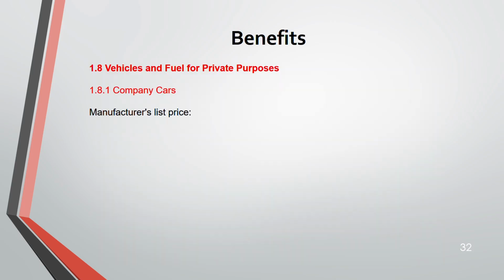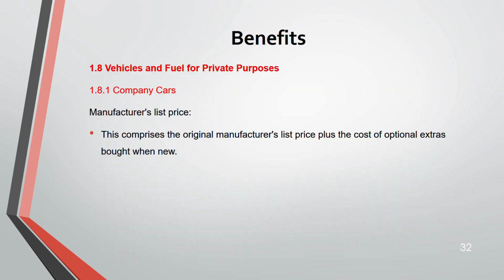Now, manufacturer's list price. This is how you have to calculate the list price. It's very important that you get the list price correct. Otherwise, your car benefit will be wrong. You might get the percentage correct, but if your list price is wrong, the benefit will still be wrong. Why? Because you apply that percentage to the list price. So that list price is the cost of your car when it's new.